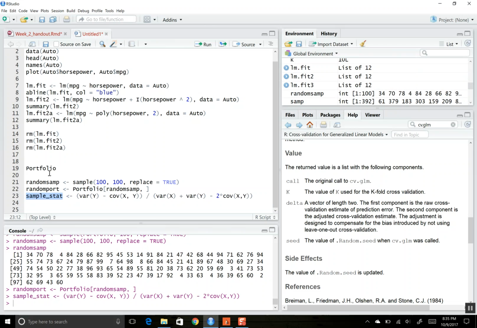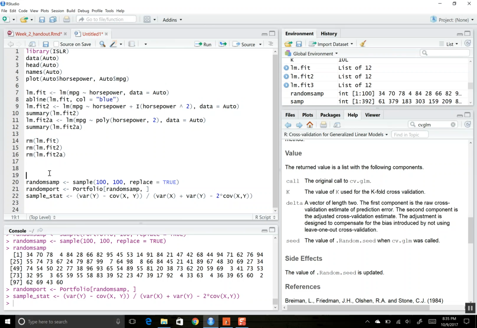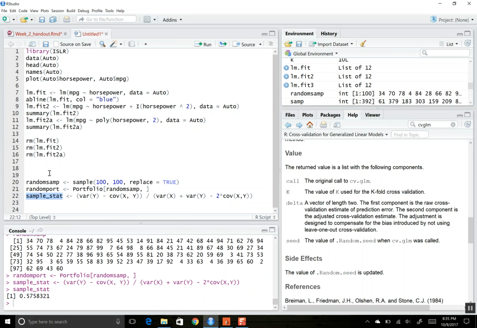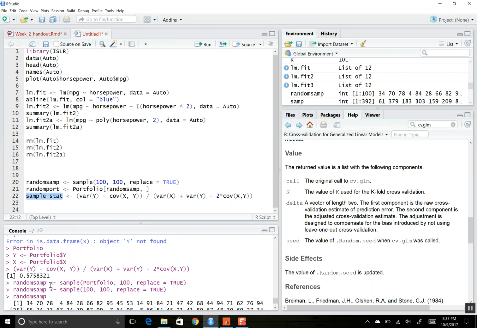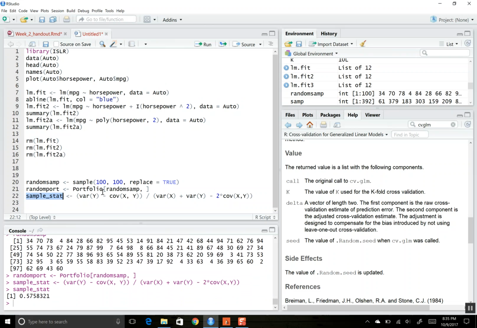Okay, so after one iteration, or just one running of this, my sample statistic takes on a value of 0.575. Oh, no, I messed something up here. Oh, X and Y. No, that's exactly the same as what I had.